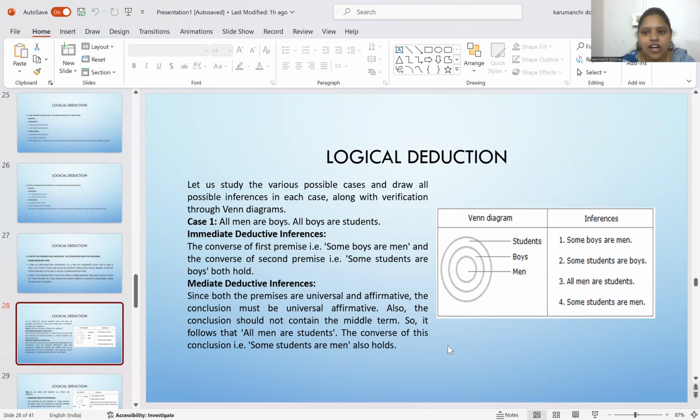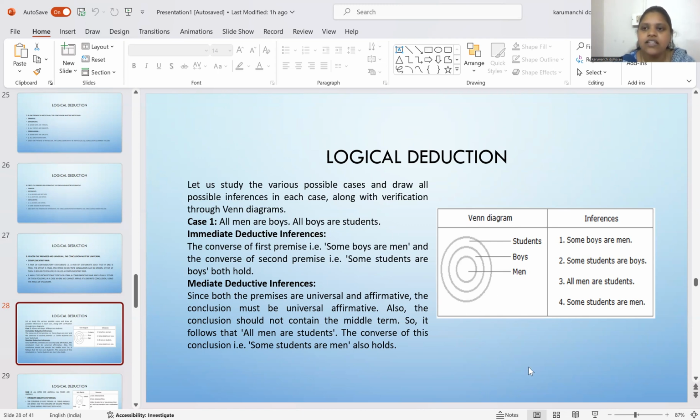If we see the Venn diagram, all the statements will be there in this diagram. All men are boys, so all men come under boys. All boys are students, so all boys come under students. This is the Venn diagram showing how we represent these two statements.